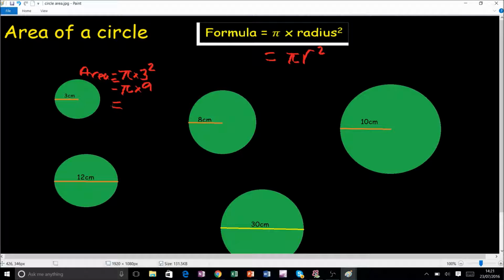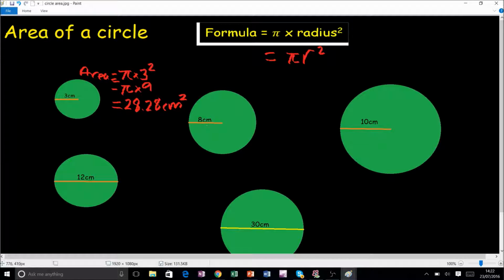Which is equal to 3.142 times 9. That is equal to 28. I'm just going to round up to 2 decimal places. 28.28, okay, centimeters. Now, what is our unit? Since we're looking at area, what is the unit going to be? Our units is in centimeters, so it's going to be centimeter squared, okay? That's what we use for area, okay, squared units.